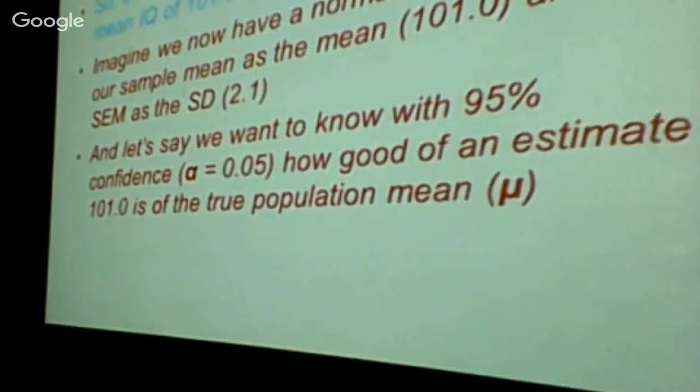Okay. So now we can look at our z-scores. Imagine we have a normal distribution with our sample mean of 101 and our SEM of 2.1. Now we want to know with 95% confidence whether or not this is an accurate estimate of the actual population mean. Again, I don't know what the actual population mean is. I want to know if this 101 is a good estimate of it. I have set my type 1 error here as 0.05.